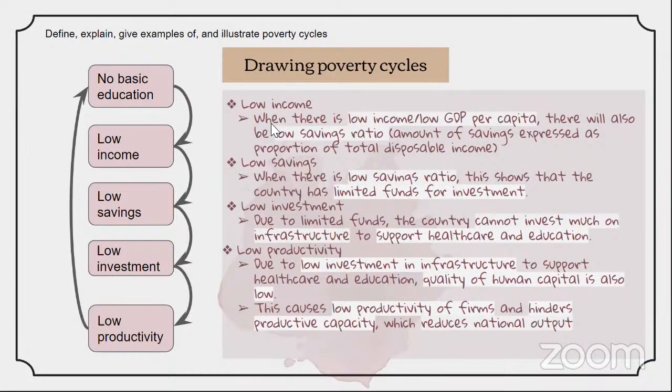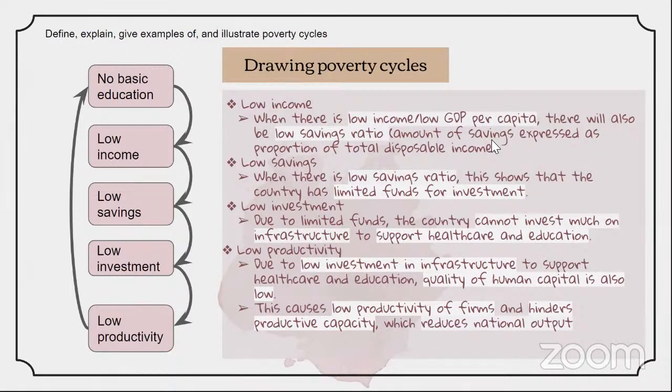So from low income kita tengok dia akan jadi low savings. So when there is low income or low GDP per capita, there will also be low savings ratio. So apa tu low savings ratio? Is basically the amount of savings expressed as proportion of total disposable income. So dia macam just people aren't saving as much lah. Sebab yalah, they don't have any money to spare. So apa dorang memasuk dalam bank kan?